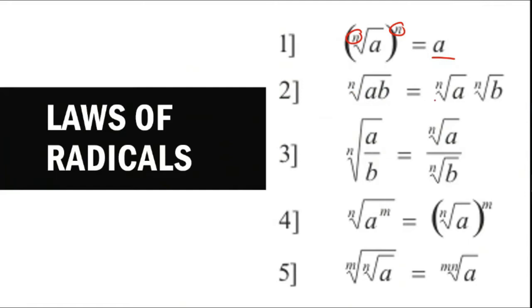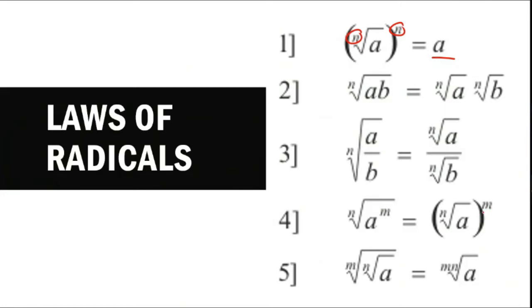With number 2, since we have the nth root of a times b, we can distribute it to both of the two variables. So we will be having the nth root of a times the nth root of b. With number 3, if it is in the form of a fraction, we can also distribute: the nth root of a over the nth root of b. The same with number 4. If we have this one, we can also rewrite the exponent outside.